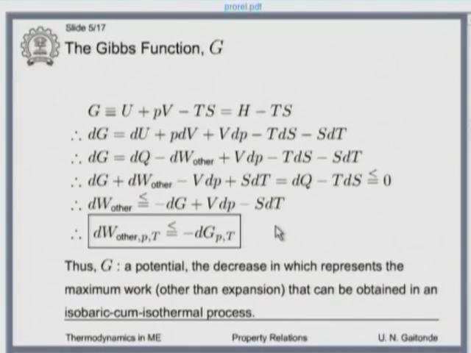This is the significance of the Gibbs function, that it is a potential, the decrease in which represents the maximum work other than expansion work that can be obtained in an isobaric cum isothermal process. And I was about to tell you that the electrochemical process, as it takes place in the fuel cell, is an isobaric cum isothermal process, no change in pressure, no change in temperature, at least under ideal conditions. Even if it does expansion work, we do not extract it, it is just exposed to ambient. So that goes in moving the ambient fluid around, but you extract electricity out of it, or we provide electricity to the fuel cell to charge it. So that is a situation where the change in Gibbs function will decide how much work we can obtain.